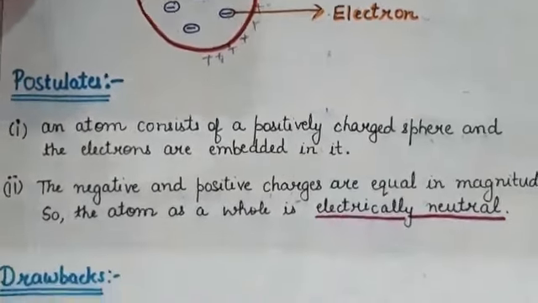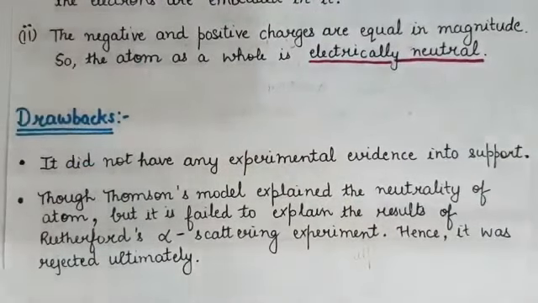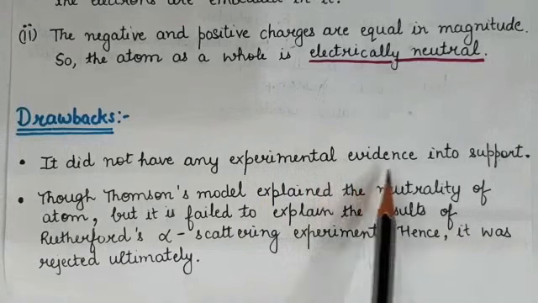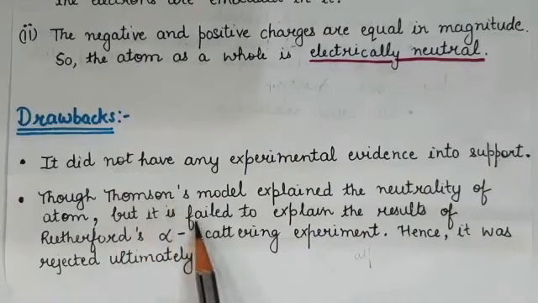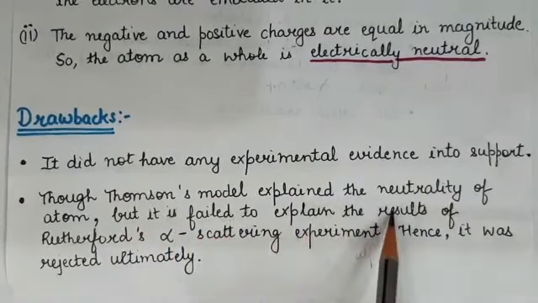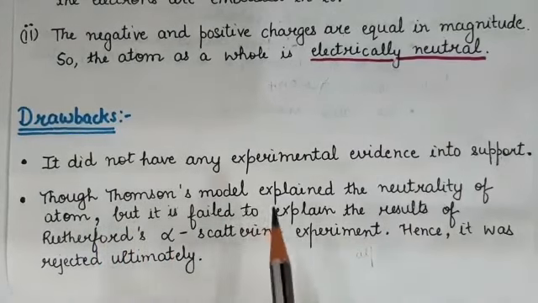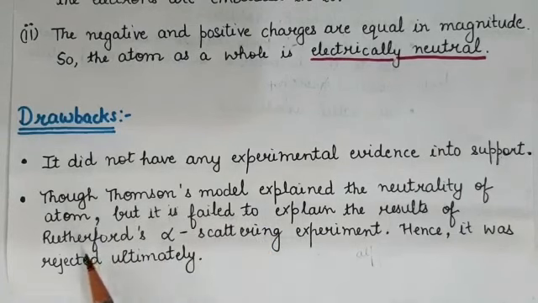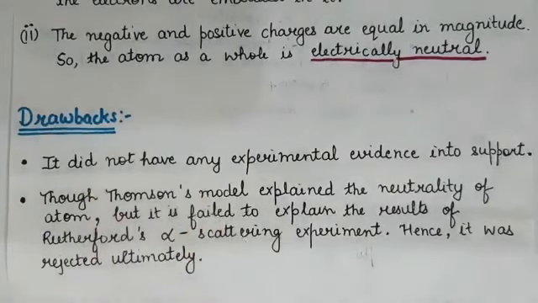Now, there were some drawbacks also. So what were the drawbacks? Number one, it did not have any experimental evidence to support it. And number two, it failed to explain the results of Rutherford's alpha scattering experiment, the experiment which was given by Rutherford after Thomson's model. The alpha scattering experiment was not explained by J.J. Thomson. So these were the drawbacks of Thomson's model.